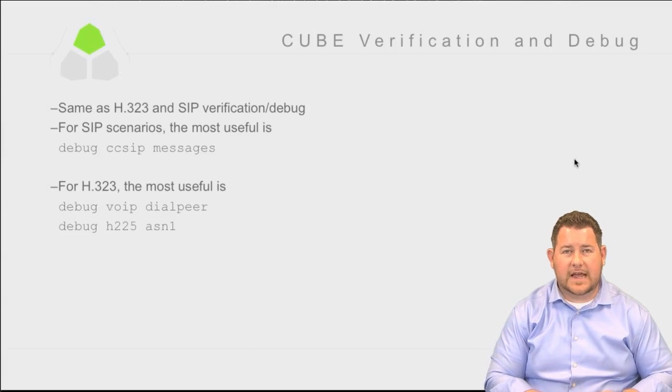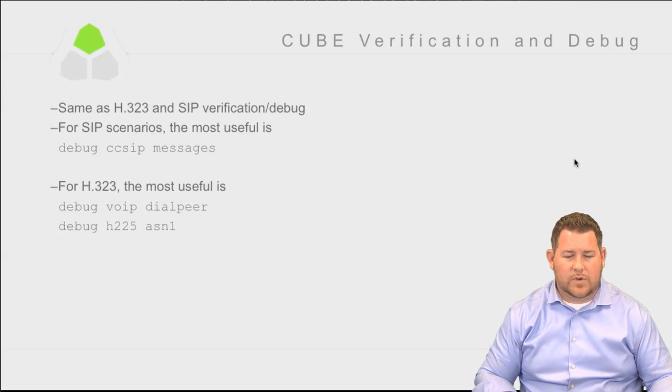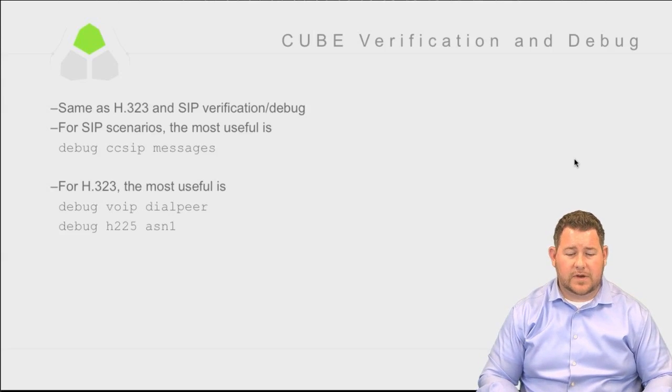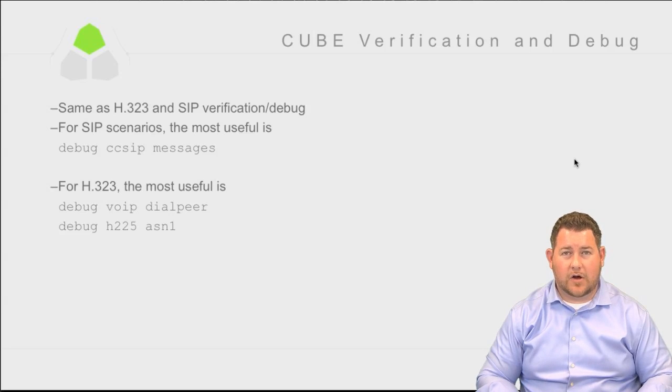So verification and debug now. We have basically the same as H.323 and SIP verification and debug. We already talked about how to verify that. But the biggest debug command that you can use here in all cases is going to be debug ccsip messages. That is going to show you every SIP message that comes in the router related to call routing, and it's going to help you figure out what's actually happening with the calls there.